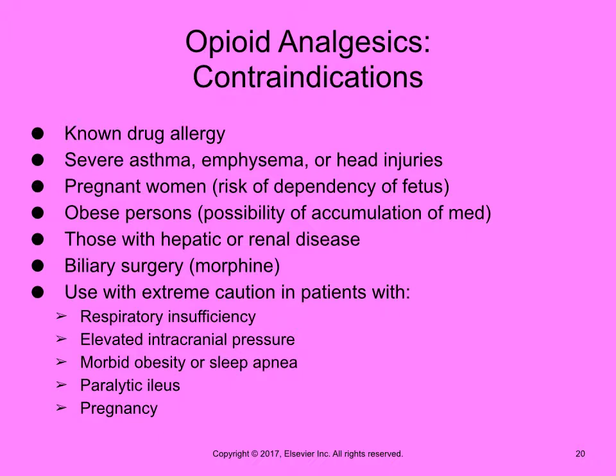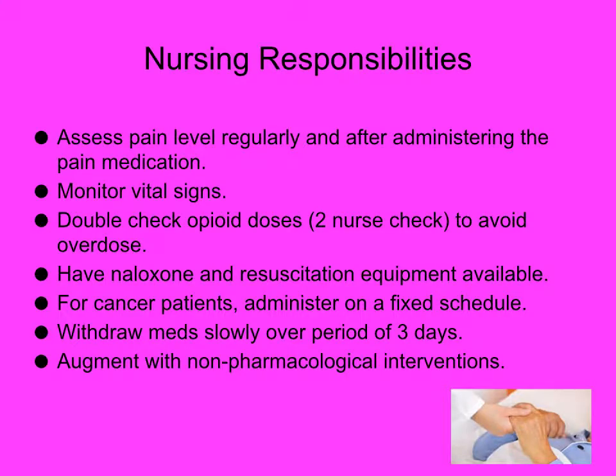Morphine is contraindicated after biliary surgery and with premature infants. It's used with caution in someone with respiratory insufficiency, elevated intracranial pressure, morbid obesity, sleep apnea, paralytic ileus, and pregnancy. It's going to interact with central nervous system depressants, anticholinergic agents that have that effect of sedation, and antihypertensives.